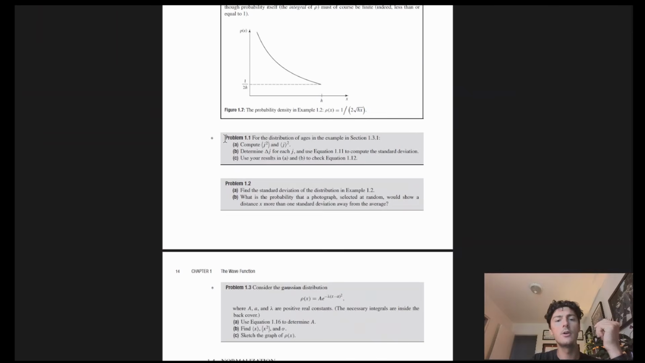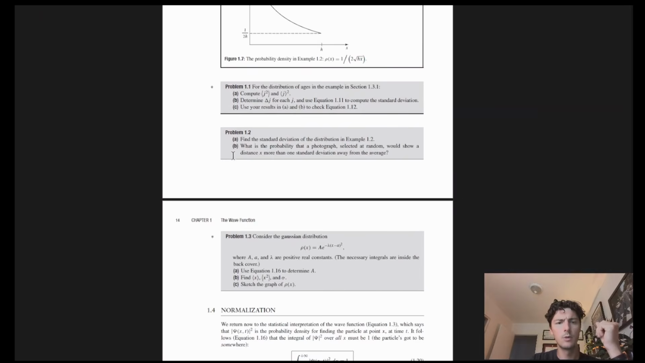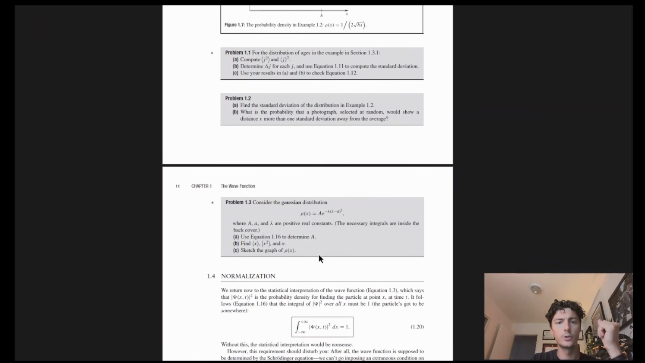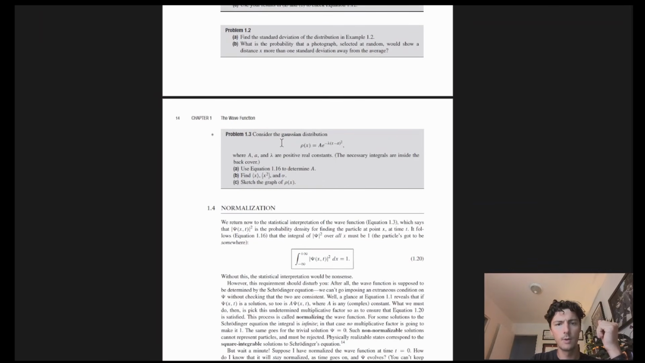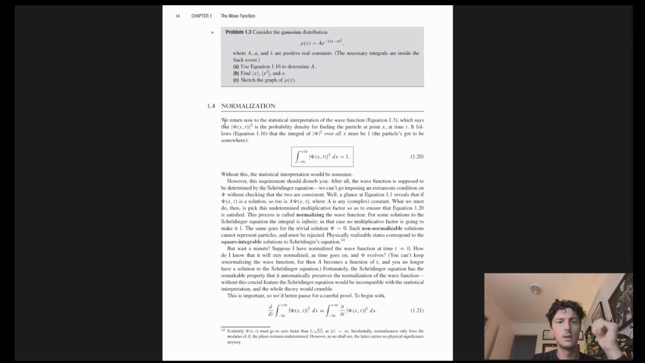Okay, and our first problem: for the distribution of ages in the example section 1.3.1, compare this thing j squared and this thing squared j, determine delta j. Okay, some problems. Problem 1.2, problem 1.3. First three problems of the chapter. Problem 3 looks cool. Consider the Gaussian distribution where A, lowercase a, and lambda are positive real constants. Use the equation to determine A. Find this, sketch graph. Okay.